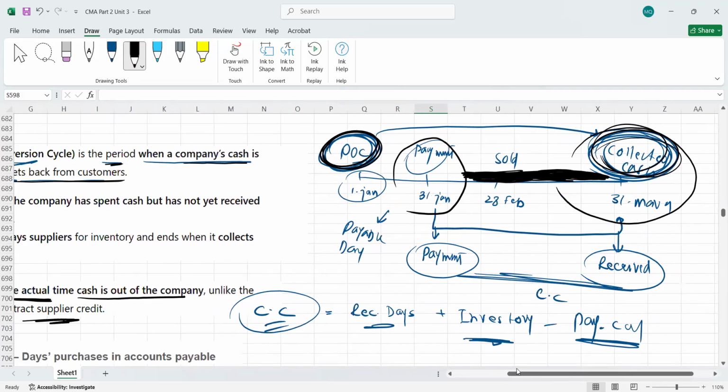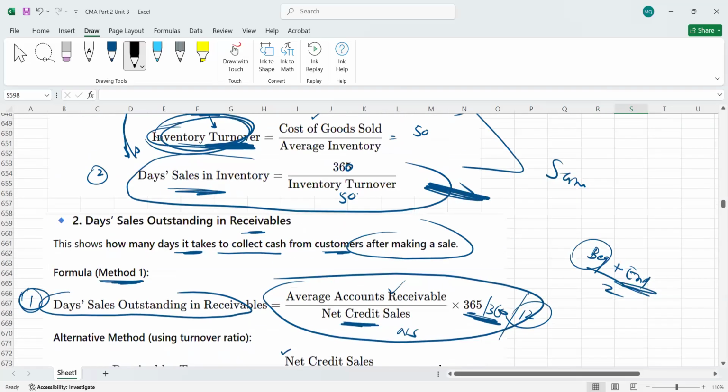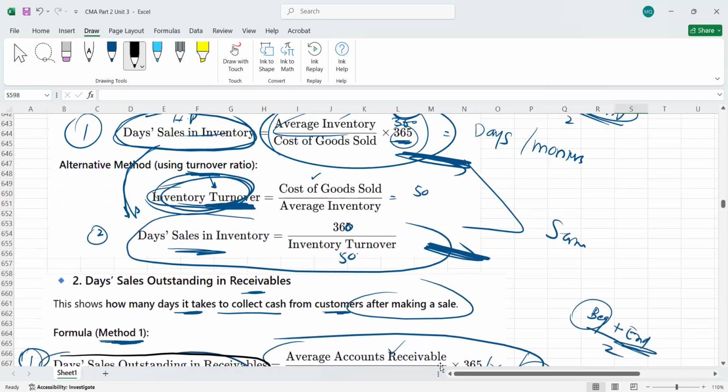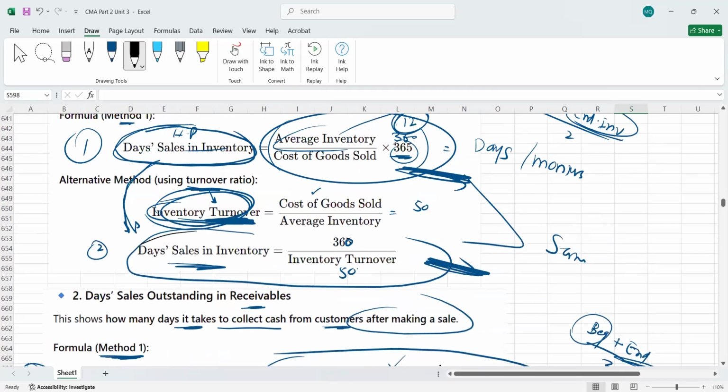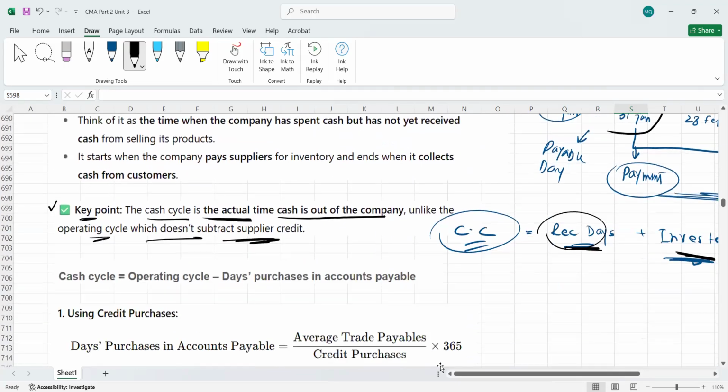Now I have already shown you how you will calculate this cash cycle, and the formula is receivable days plus inventory days minus payable days. Receivable days are also called days sales outstanding in receivables or collection period, and inventory days or holding period is also called days sales in inventory. Alternative words you have to remember, guys.